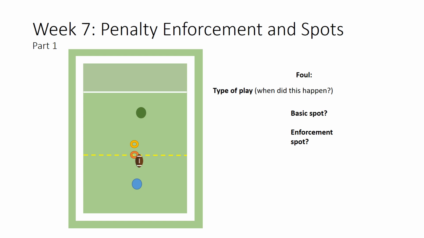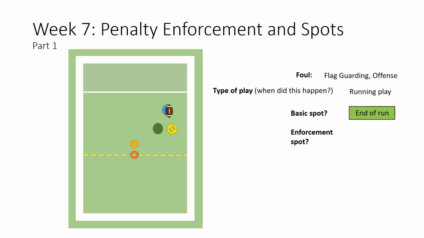Since we'll determine how to put fouls into categories such as a run play or a loose ball play next week, this week we're going to stick with running plays. The quarterback takes the snap and runs down the field, but this time flag guards. We have a flag guarding at this spot. The foul is a flag guarding by the offense. Again, this occurred during a run, so it is happening during a running play. The basic spot, our point of reference for all running plays, is the end of the run.